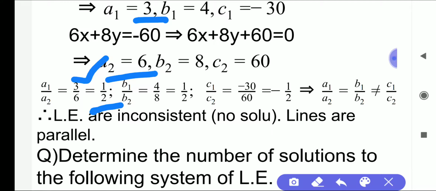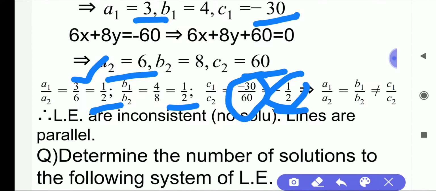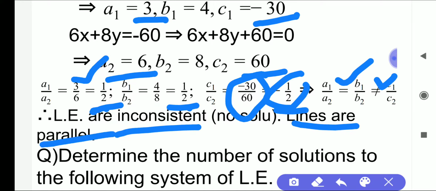Similarly, b1 by b2 is also 1 by 2. Now c1 by c2. c1 is minus 30 and c2 is 60. So minus 30 by 60 is minus half. These are a1 by a2 is half, b1 by b2 is half, c1 by c2 is minus half. So a1 by a2 is equal to b1 by b2, not equal to c1 by c2. Therefore, the linear equations are inconsistent and the lines represent parallel lines.